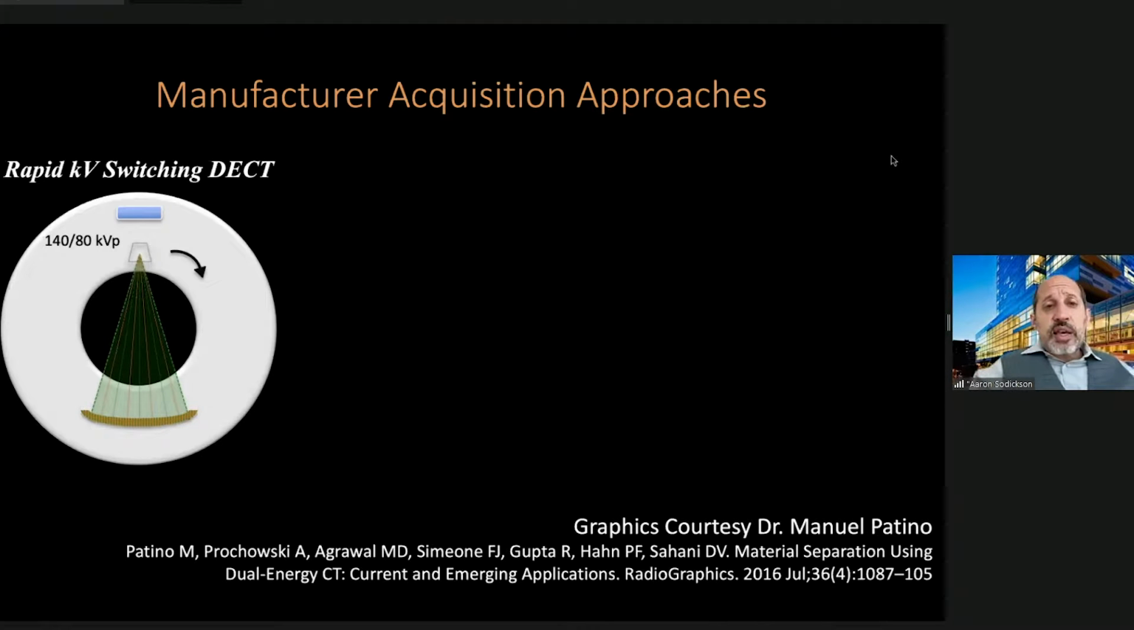All the manufacturers have very different approaches to dual energy acquisition. This is the GE and more recently the Canon approach, which is rapid kV switching. So about 1,000 times every gantry rotation, we switch between 80-140, 80-140 every other projection. And so we have these interleaved projection data for high and low kV that we can use as the basis for dual energy post-processing.